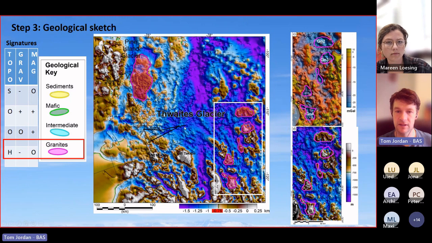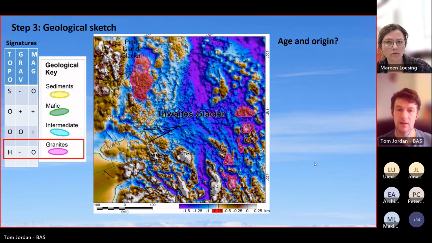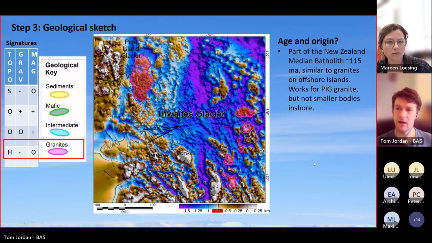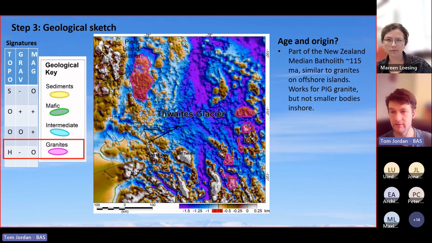And then these are the smaller inboard bodies where you can again see corresponding negatives and topographic highs. So what's the age and origin of these? Well, it's been suggested that there's the New Zealand batholith about 150 million years just prior to rifting. You had this big pulse of arc magmatism and associated batholiths forming right through New Zealand.